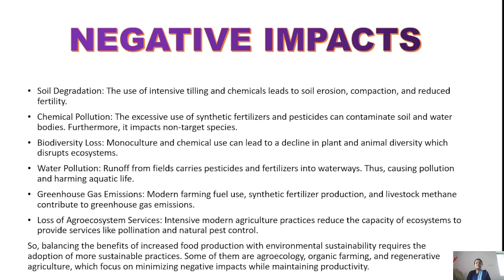So, balancing the increased food production along with the environmental sustainability is the need of our time. So, for the adoption of more sustainable practices, there are different modern farming methods, which are agroecology, organic farming, and regenerative agriculture, which focus on minimizing the negative impacts while maintaining the increased productivity.